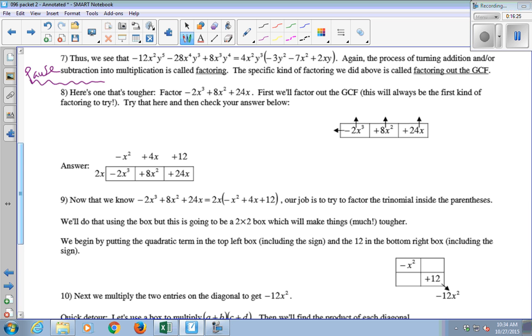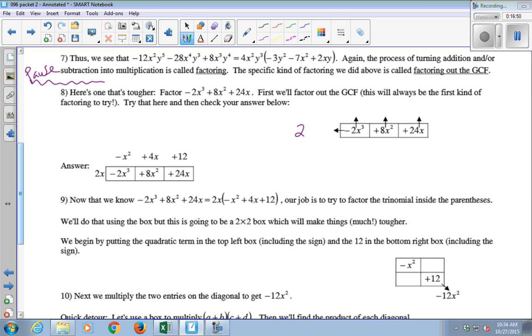All right, so I'm going to start by factoring out the GCF. We just spent 10, 15 minutes practicing it. So I have negative 2x cubed plus 8x squared plus 24x, and I put each term in a box. So for my numbers, for my negative 2 and my 8 and my 24, what's the largest number that can divide into all of them? 2. Okay, so I put a 2 for my GCF.